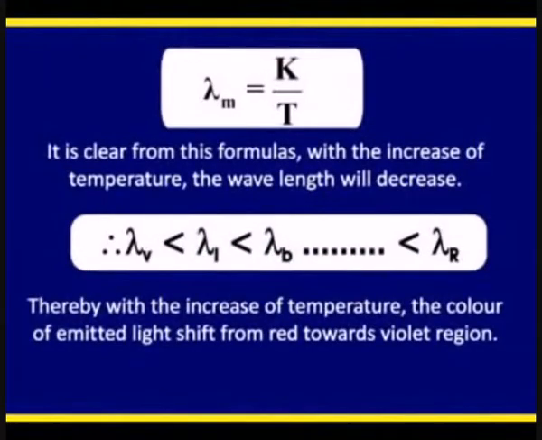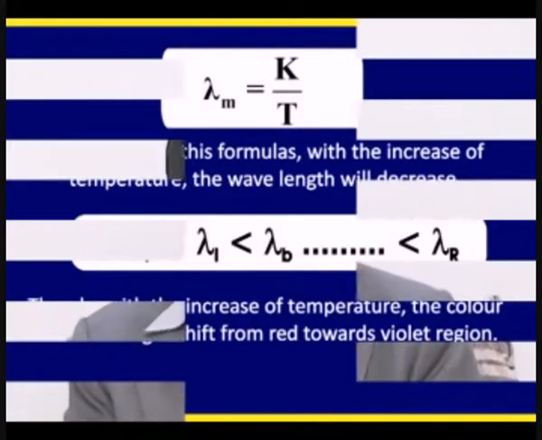So we understand lambda m equal to k by T. It means what? It is clear from this formula that with the increase of temperature, the wavelength will decrease. As such, lambda violet is less than lambda indigo, lambda blue and then lambda red. Thereby, with the increase of temperature, the color of emitted light will shift from the red towards the violet region.